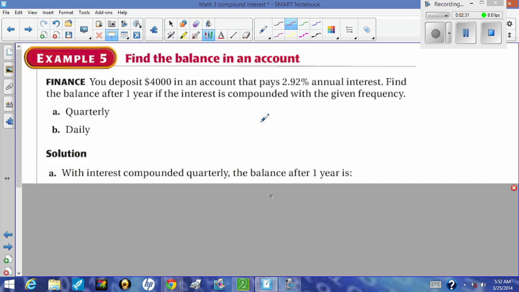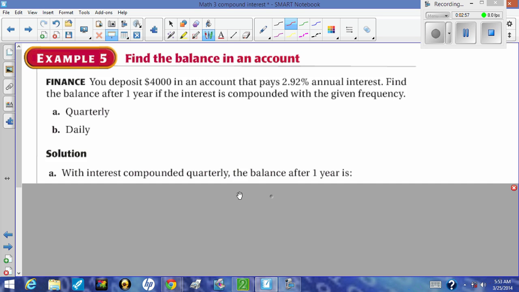Okay, here we are, example 5. This is find the balance in the account. So you deposited $4,000 in an account that pays 2.92% annual interest. Find the balance after 1 year if the interest is compounded with the given frequency. So part A, we're going to do quarterly, which is 4 times a year, and then daily, which is 365 days a year.